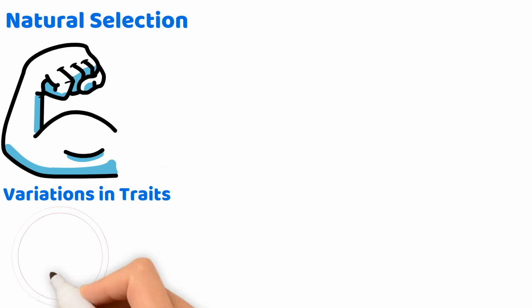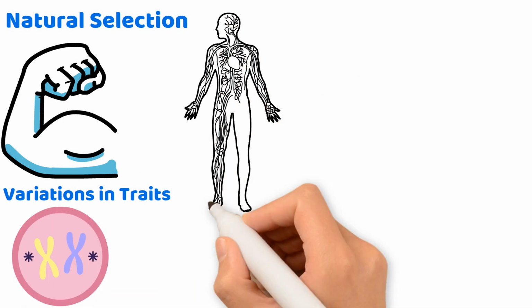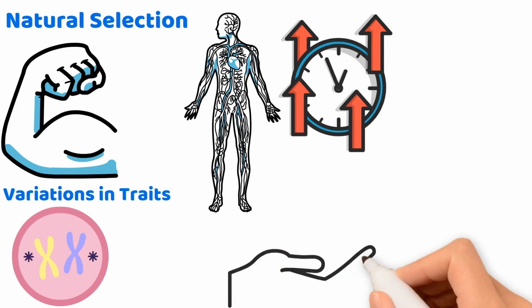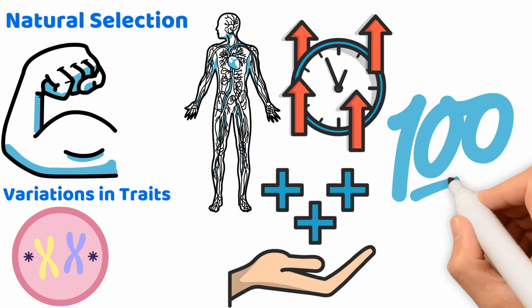Variations in traits, which are often genetic, can influence an organism's survival. Over time, these advantageous traits become more common, leading to adaptations that are finely tuned to specific environments.